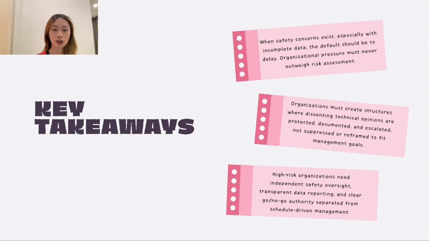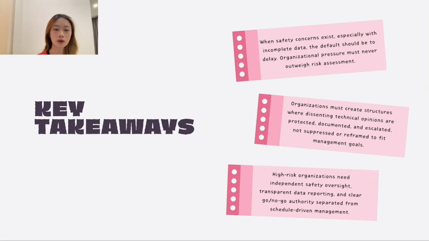Second, organizations must protect and encourage dissenting technical opinions. Engineers and technical experts need to be able to raise concerns openly, and those concerns must be documented and escalated, not ignored or reshaped to fit management expectation.